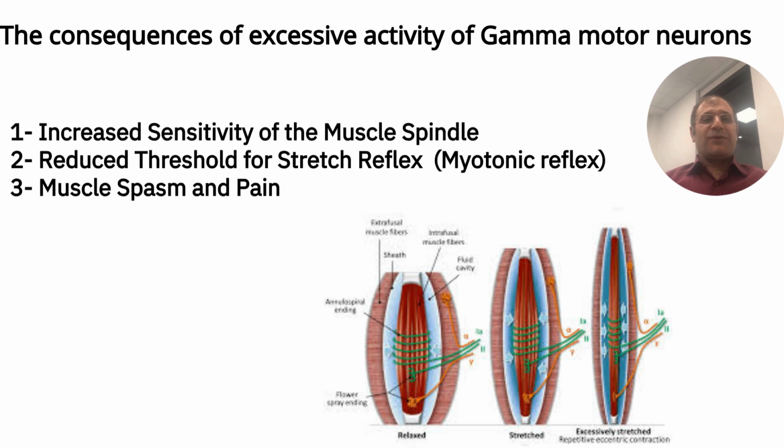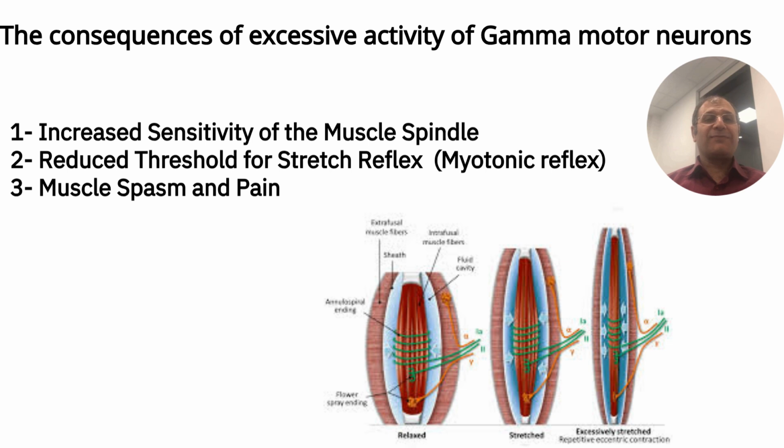2. Reduced threshold for stretch reflex. The stretch reflex, or myotatic reflex, is triggered when the muscle spindle detects stretch. Excessive gamma activity lowers the threshold for this reflex, making it easier to activate. This can lead to hyperactive reflexes and increased muscle tone.